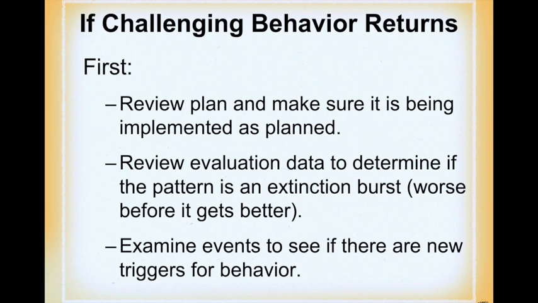First, review the behavior support plan and make sure it's being implemented as planned. Review the evaluation data to determine if the pattern is an extinction burst. Remember, this is when the challenging behavior gets worse before it gets better. And then examine events to see if there are new triggers for the behavior. You might need to go back and do more observation to see if there are some new antecedents in place.